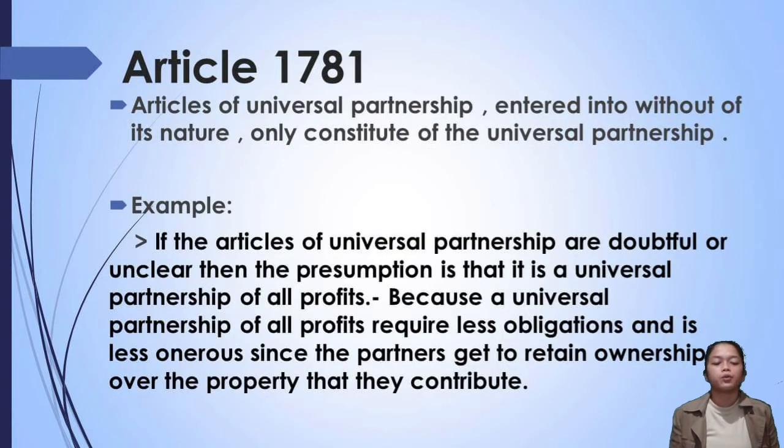Article 1781. Articles of universal partnership entered into without specifying its nature only constitute a universal partnership of profits. Example: if the articles of universal partnership are doubtful or unclear, then the presumption is that it is a universal partnership of all profits, because a universal partnership of all profits requires fewer obligations and is less onerous, since the partners get to retain ownership over the property that they contribute.